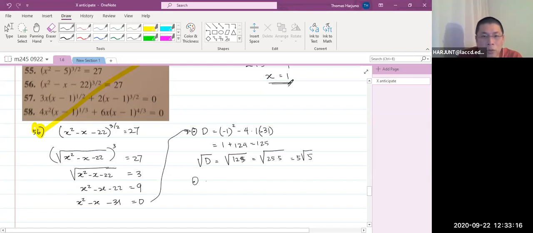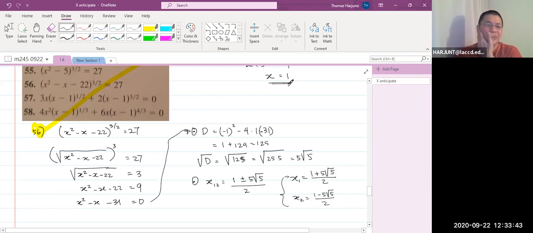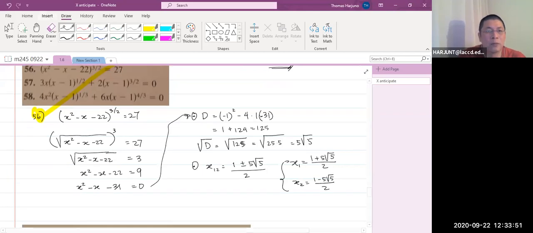So the solutions are negative b plus or minus 5 radical 5 over 2 times 1. x1 is 1 plus 5 radical 5 over 2. x2 equals 1 minus 5 radical 5 over 2. That's number 56. Number 58.